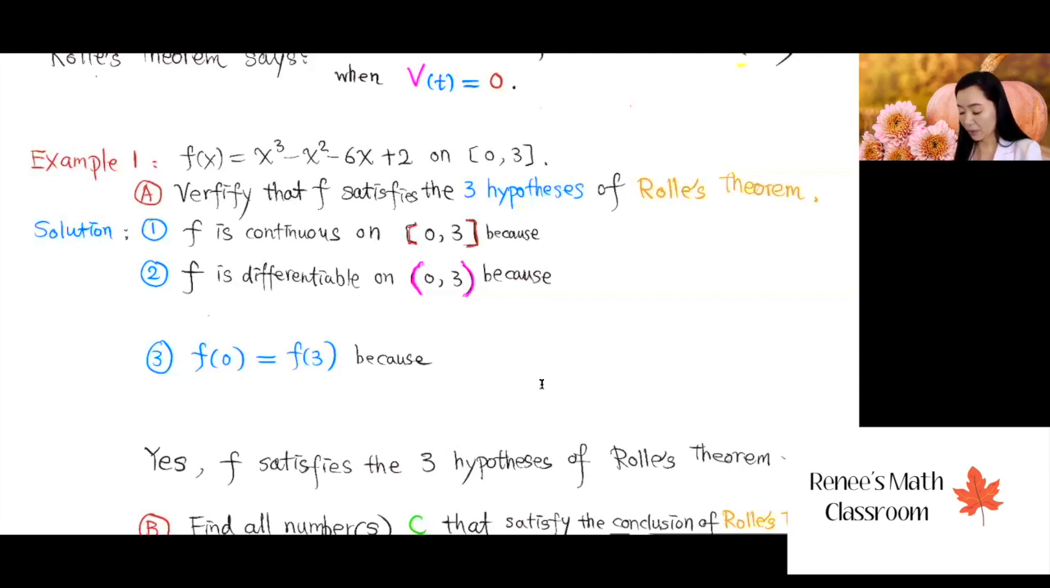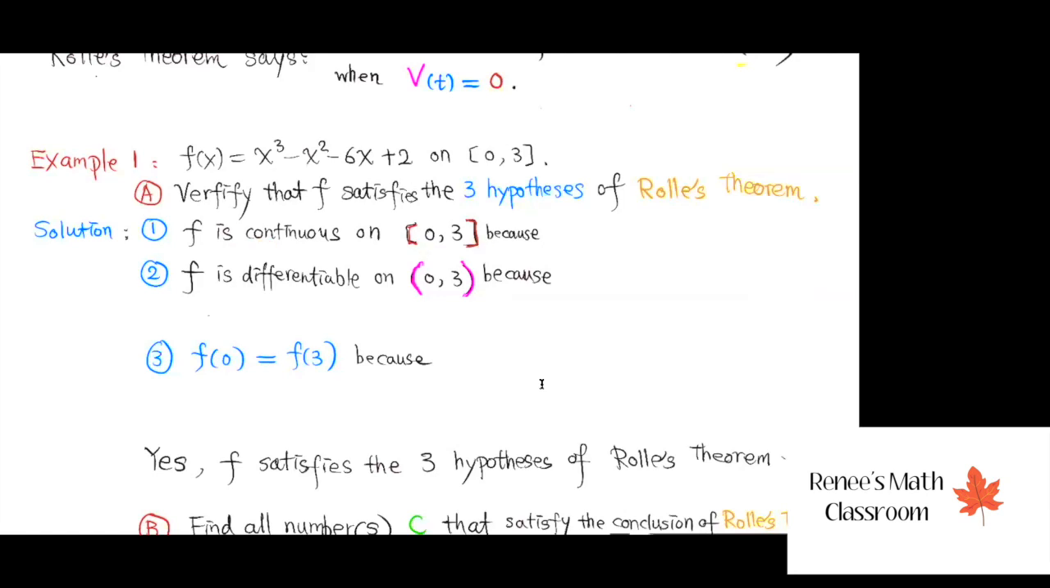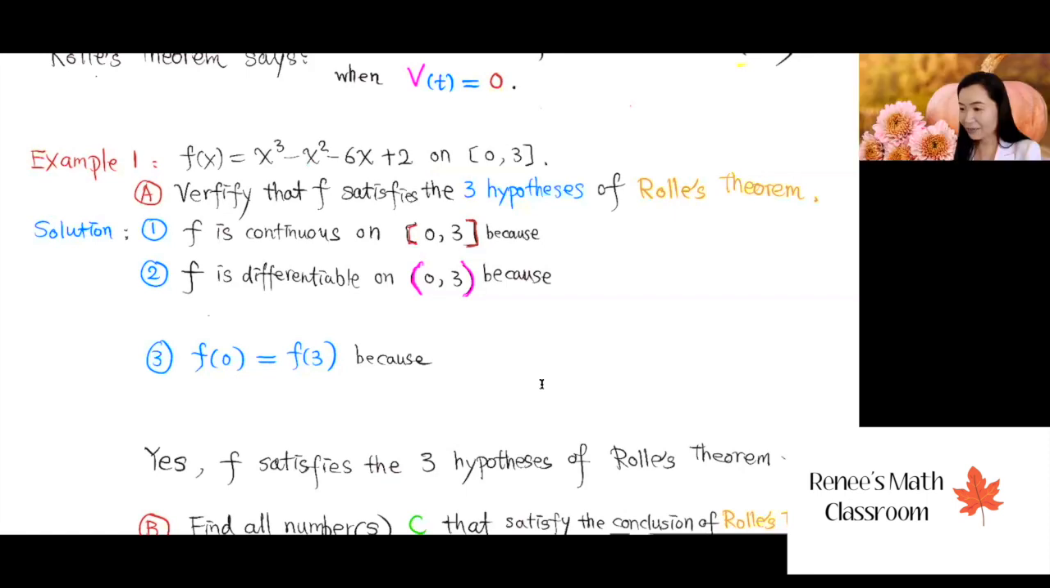Number 1, we say the function here satisfies the first hypothesis. The function is continuous on 0 to 3 because why? Why is this function continuous on this? What kind of function is this? Polynomial. Yes, polynomial function. Yes, you guys got it. So because the function f is a polynomial function, polynomial function is continuous on all real numbers, so certainly it's continuous on that closed interval.